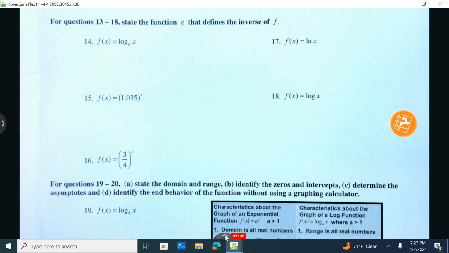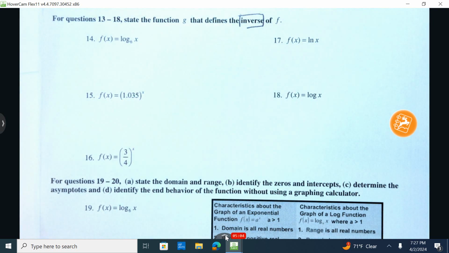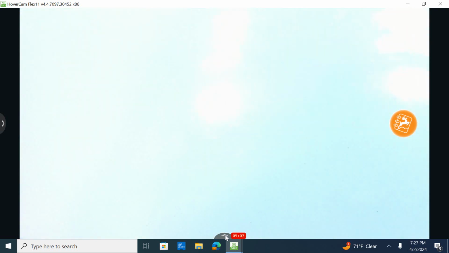What do the directions mean here? So we're simply going to find the inverse of this function. Now, as a quick reminder, what does it mean to be an inverse? Let me grab this really quick. Let's go back to very basics.